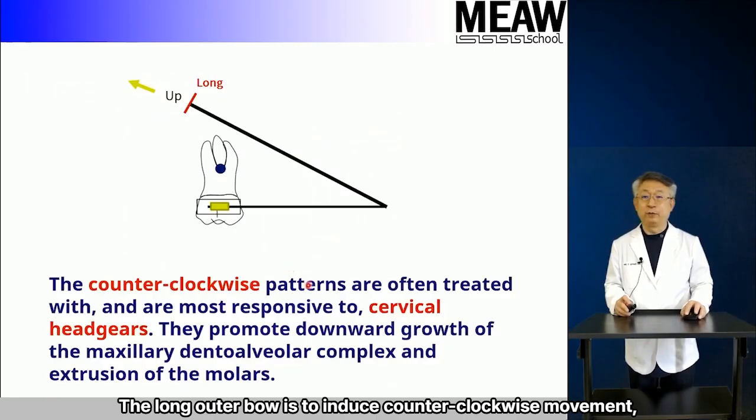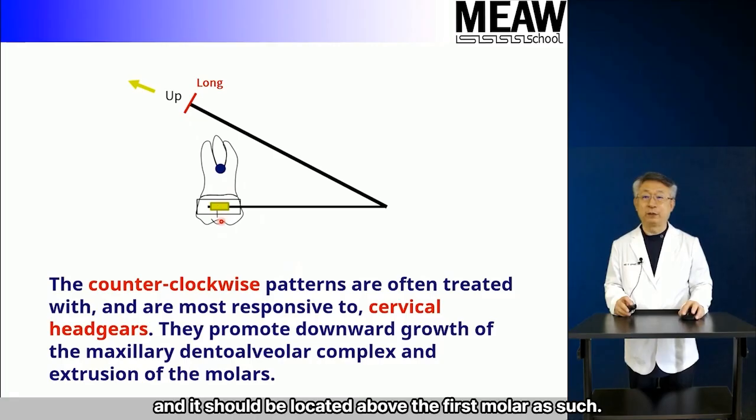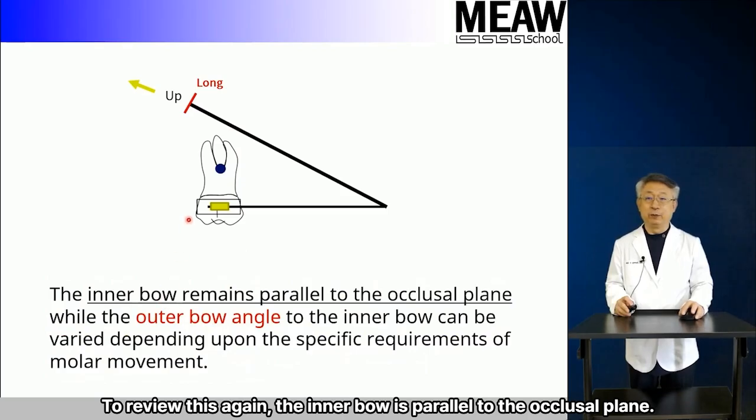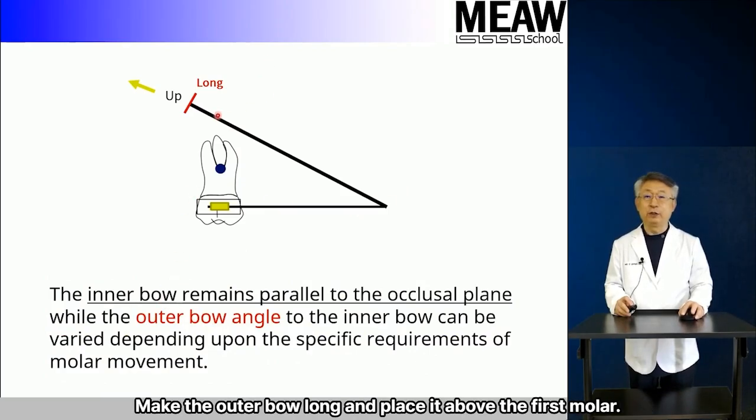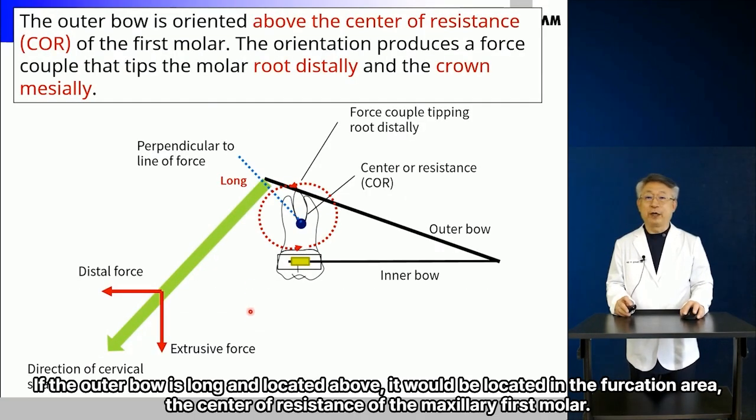The long outer bow is to induce counterclockwise movement, and it should be located above the first molar as such. To review this again, the inner bow is parallel to the occlusal plane. Make the outer bow long and place it above the first molar. If the outer bow is long and located above, it would be located in the furcation area, the center of resistance of the maxillary first molar.